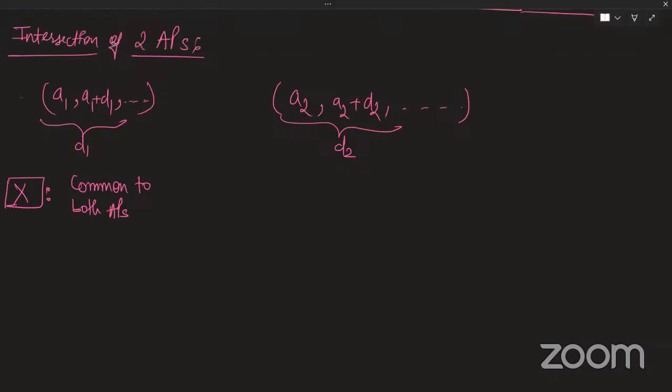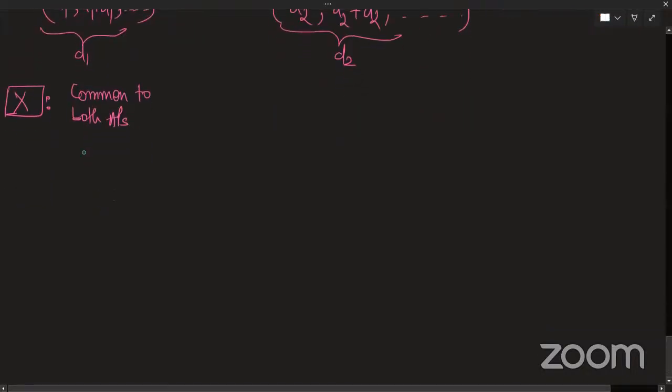Sir, is A2 equal to A1 plus D1? No, there is no relation between A1 and A2, and no relation between D1 and D2 either. A1, D1, A2, D2 are absolutely random numbers. But one thing I have told you is that I have a term X that is common to both of these APs. I'll give you one small example.